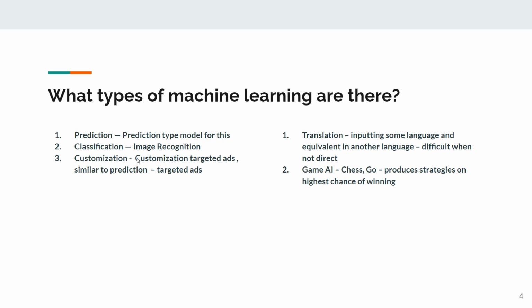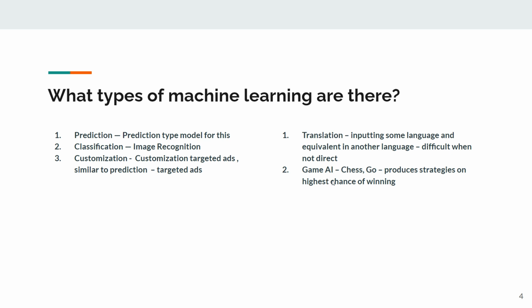Translation is inputting some language and its equivalent to another language. It's difficult when it's not direct. Languages like Mandarin or the other dialects of China are hard to go to English because of sentence structure and things like that.